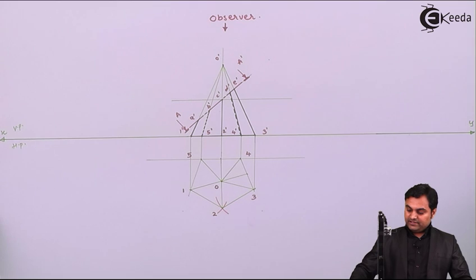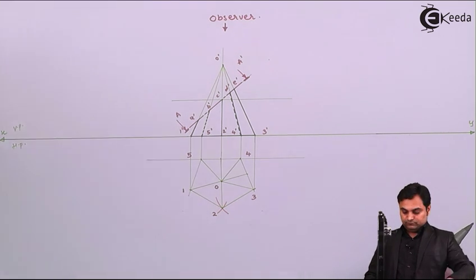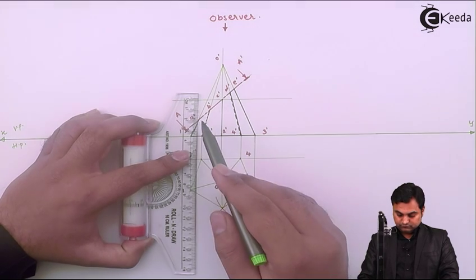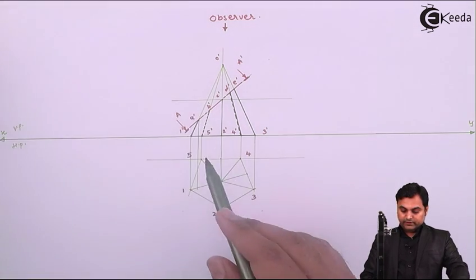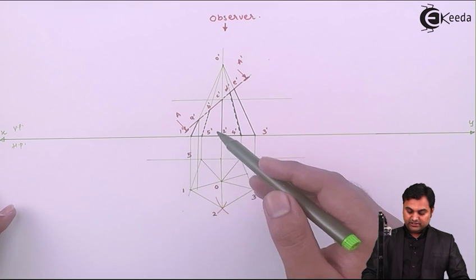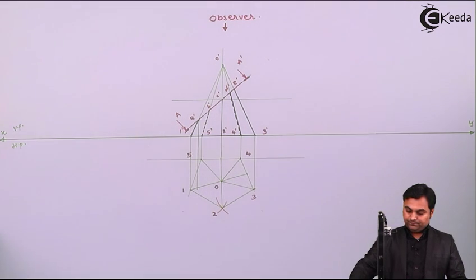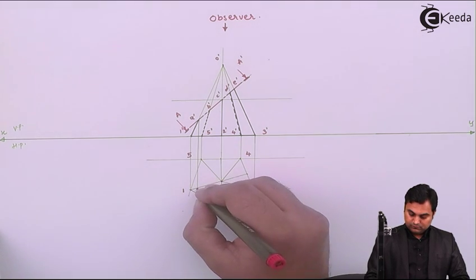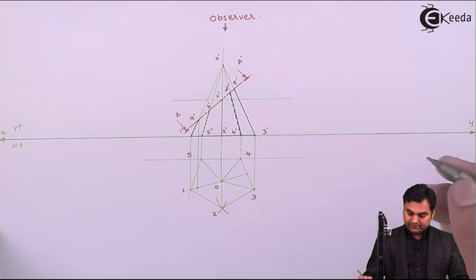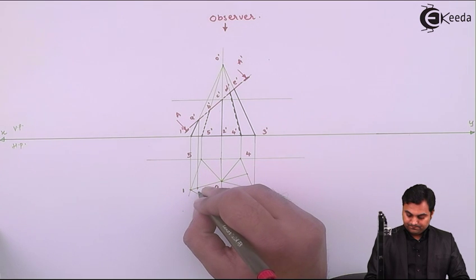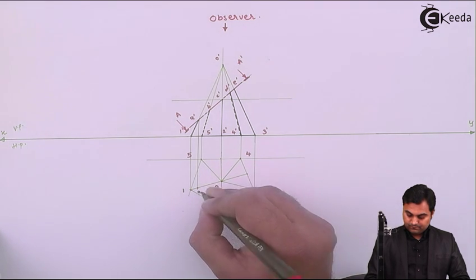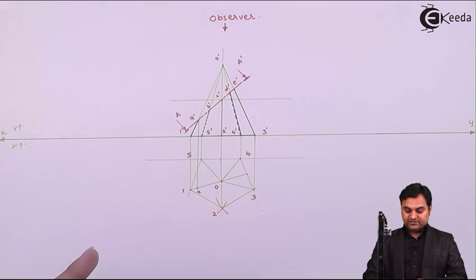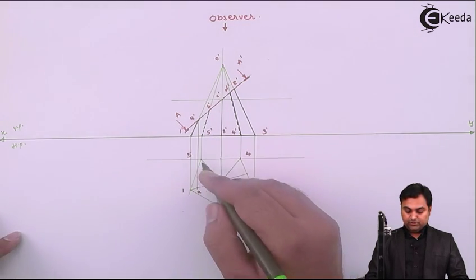So starting with A dash, A dash will lie on the slant edge O dash 1 dash. So on O to 1, we have a point A, then B dash is on O dash 5 dash, so point B will be projected on O to 5.